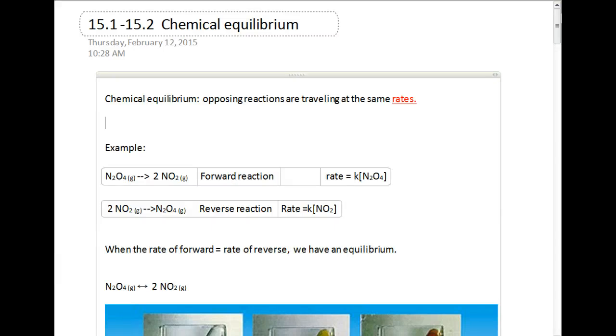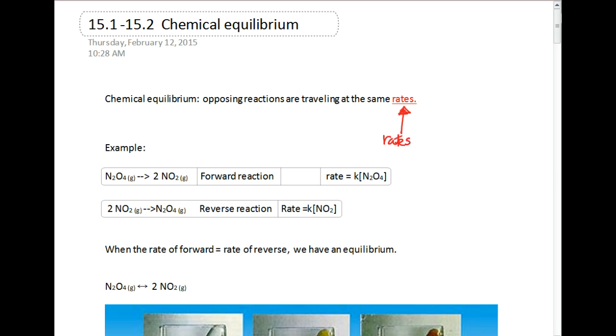Okay, today we're going to be talking about chapter 15.1 and 15.2, which is all about chemical equilibrium. Let's define chemical equilibrium really quickly here. It's going to be when we have opposing reactions traveling at the same rates. And yes, I underlined rates in red. That's really important. We want to have the same rates.